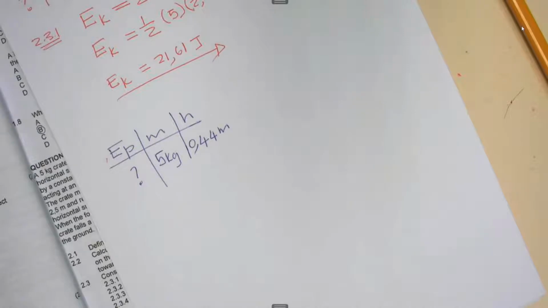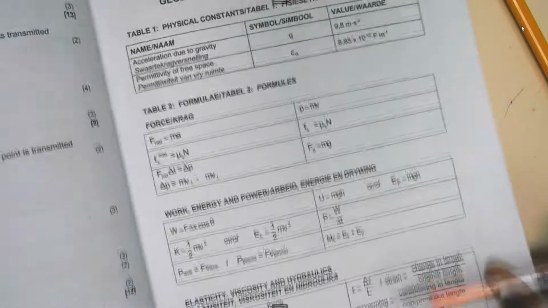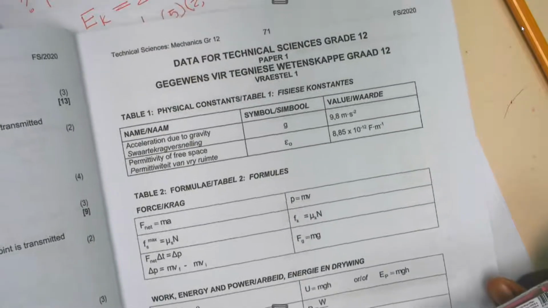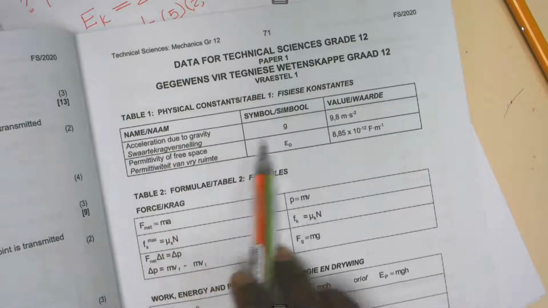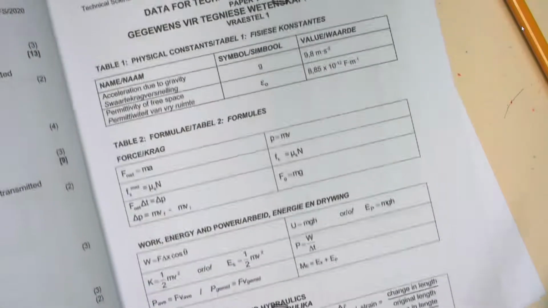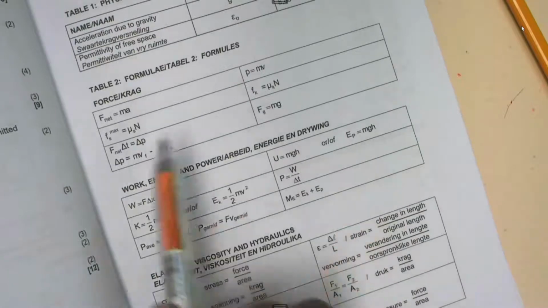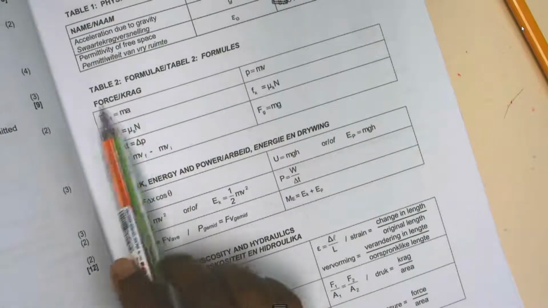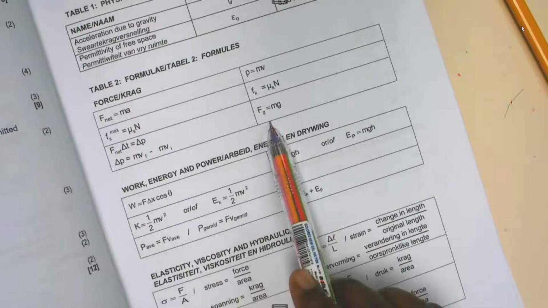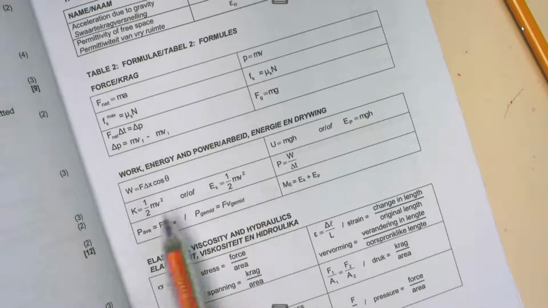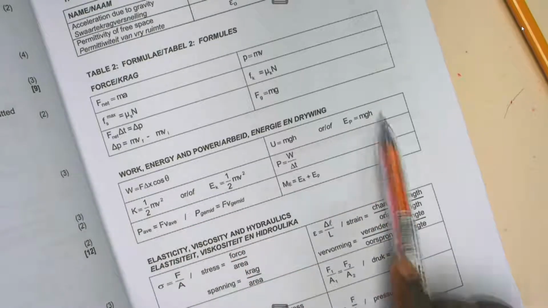I've been talking about the formula sheet, and I've not actually shown what a formula sheet is. This is a formula sheet. It's written data for technical sciences, grade 12 at the top. Then you have the constants, the physical constants. Then you'll see on this data sheet, table 2, you've got forces. All the formulas that go here, you have. Then you've got work, energy, and power. That means the formulas that we are going to use are these ones.